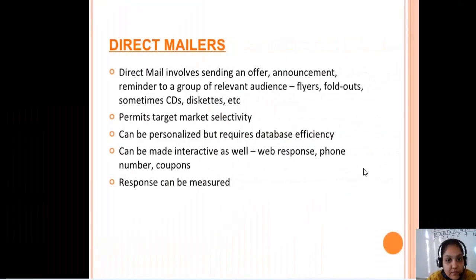Next is direct mailers. Now, what is this direct mailer? Direct mail involves sending offers. You are just announcing something, you are reminding the people about what exactly you are trying to do so far. This is the kind of thing which can give you some kind of output, or which may not give you some kind of output.